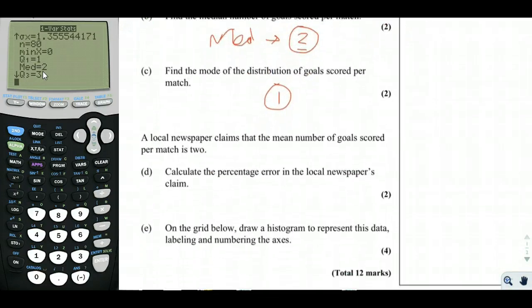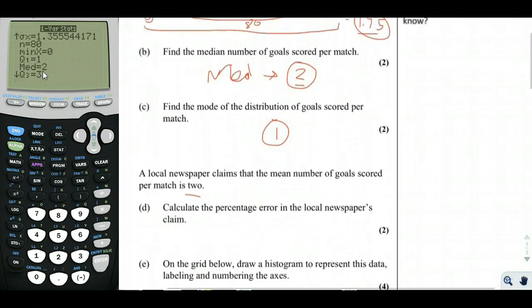A local newspaper claims that the mean number of goals scored per match is 2. Calculate the percentage error in the local newspaper's claim. So what we need to do is put the actual value minus the measured value, divided by the actual value.